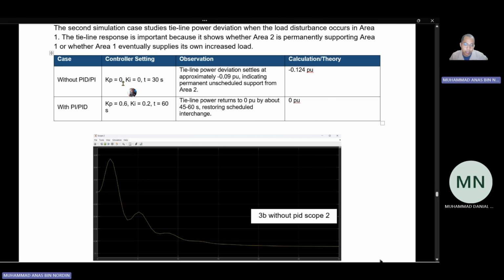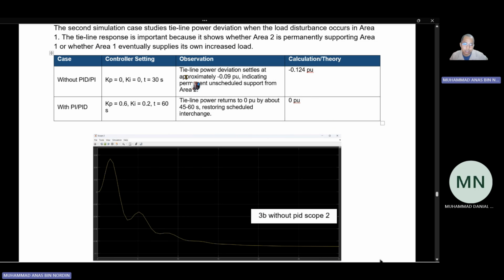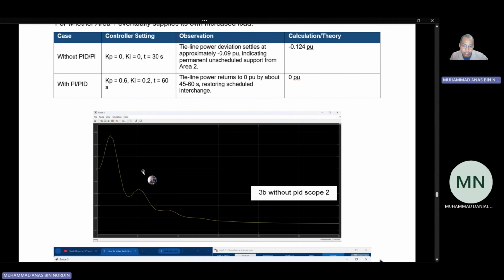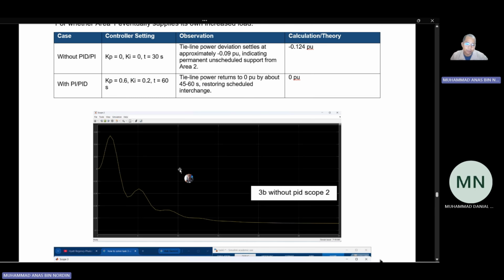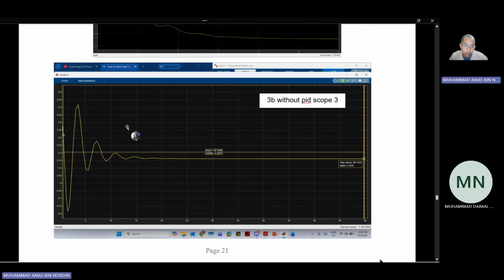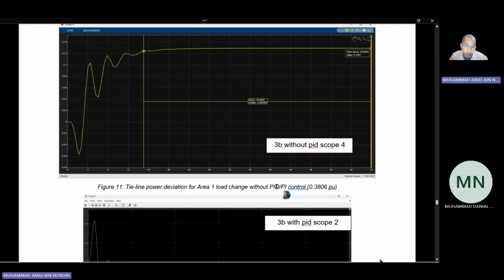Okay, first case here, the case without PID or PI. So KP is set to 0, KI is set to 0, and sampling is set to 30 seconds. The observation: tie line power deviation settled at approximately 0.09 PU, indicating permanent unscheduled support from area 2. You see these are the 3B without PID, and we measure it at scope number 2. This is the 3B without PID measured from scope 3, and this one is the 3B without PID at scope 4.